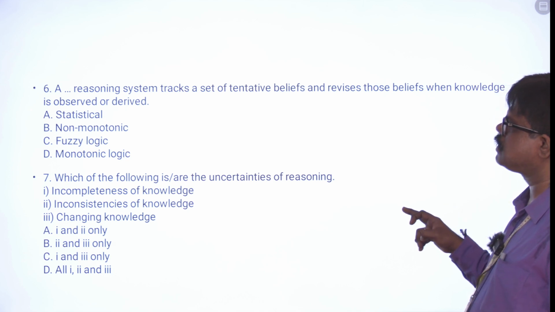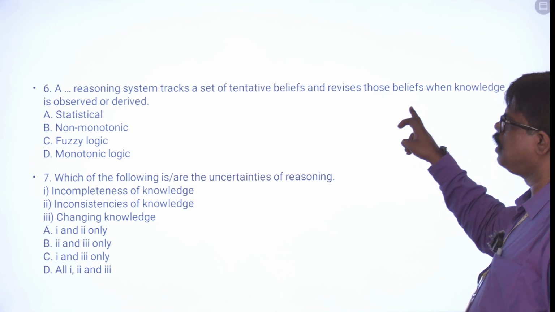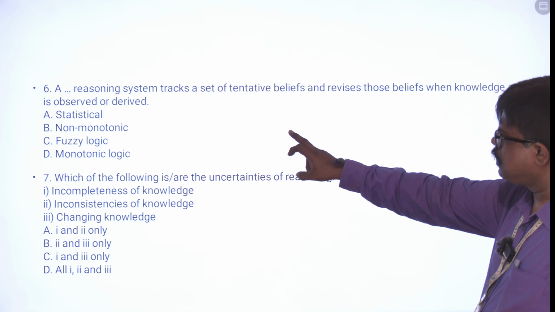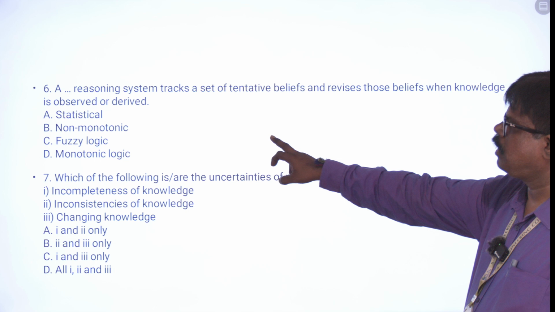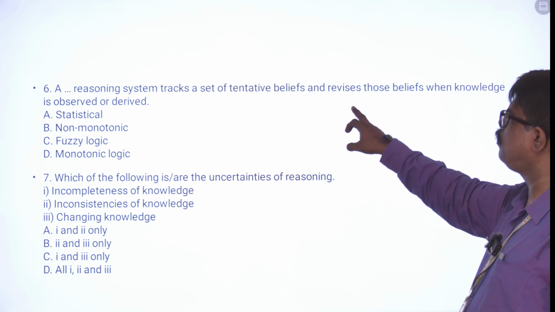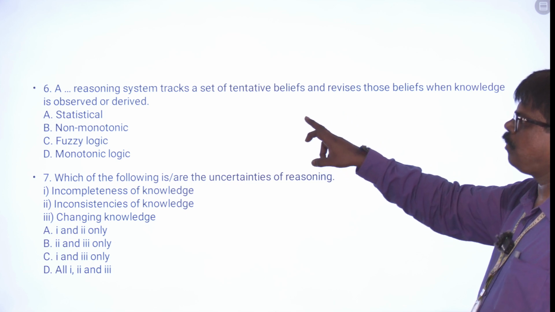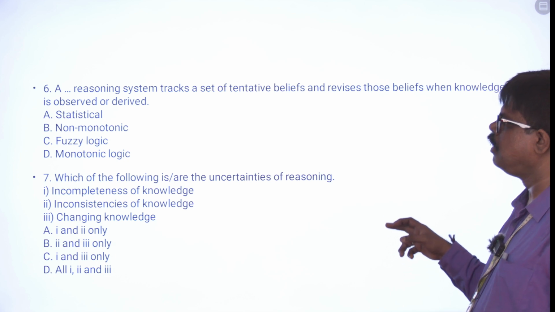A non-monotonic reasoning system tracks a set of tentative beliefs and revises these beliefs when knowledge is observed or derived. So for this the answer is B, non-monotonic. Which of the following is or are the uncertainties of reasoning?